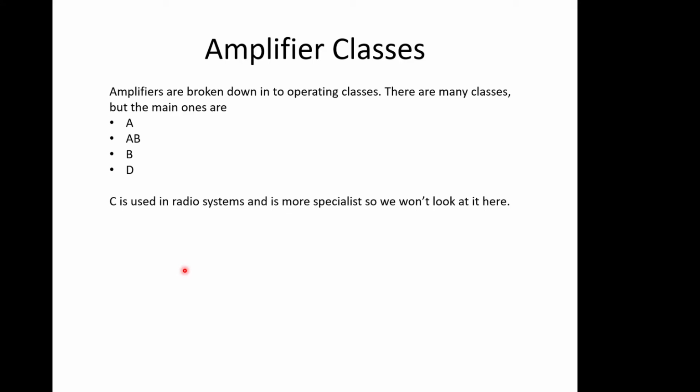So power amplifiers mainly are broken down into operating classes, and people keep inventing new classes, but there are some main ones, and they're not terribly imaginatively named. We've got Class A, which we'll talk about in some detail, Class AB, Class B, and we'll talk a little bit about Class D amplifiers as well. So you notice there's a C missing. There are Class C amplifiers, but they tend to be used in quite specialist applications in radio systems. So we'll briefly touch upon it so you get some idea of what they're doing, but we won't go into much detail of them.